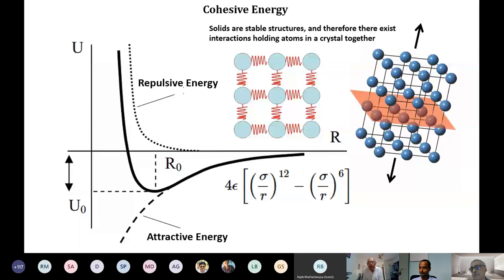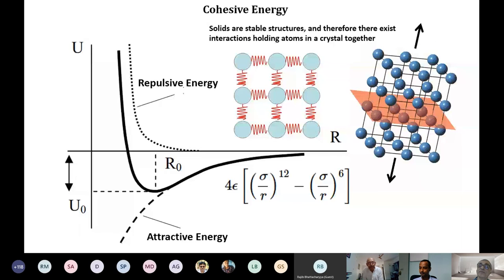Any material, if you want to pull it, there is a bond between atoms, and they actually bring together the atoms in a solid. And this we call the cohesive energy. If you want to pull a metal and take it apart, you have to break all these bonds. And you can model this bond in a classical way by putting a ball and spring.